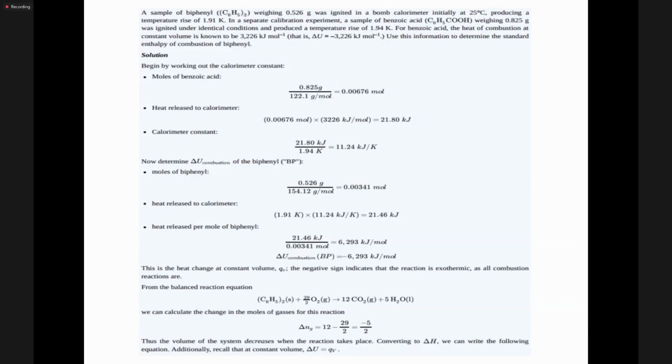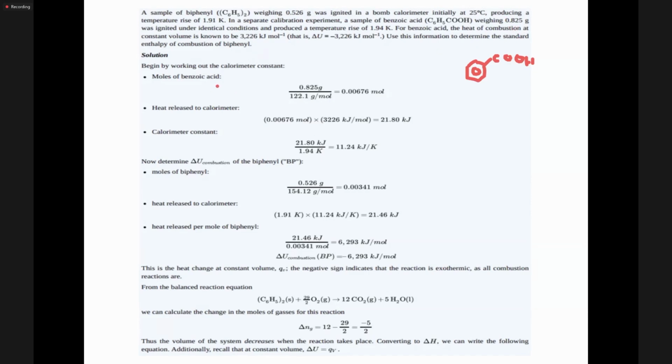Here we will start by working out the calorimeter constant. Firstly, we will calculate the moles of benzoic acid. We have seen that benzoic acid is weighing 0.825 gram. This is the structure of benzoic acid: we have a phenyl ring, with which we have a COOH. So this is benzoic acid, and the weight of benzoic acid is 825 milligram.